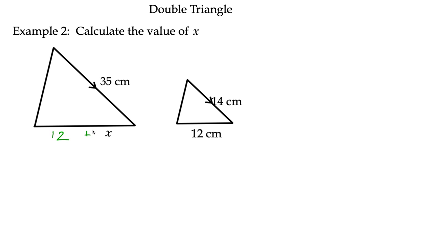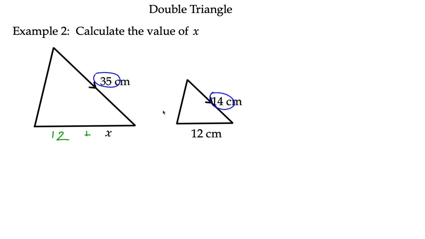here, plus x, okay? So what we've done here is we've got a 35 centimeter line, and the base here was 12 centimeters and x, so I have to put a wee plus sign in there for the length of that line. We've got 14 and we've got 12. Okay, so as always, these are similar shapes. We've got 35 and 14 are our matching sides.